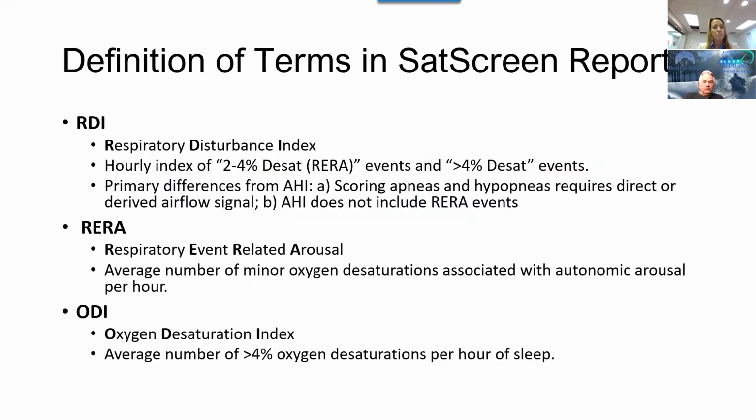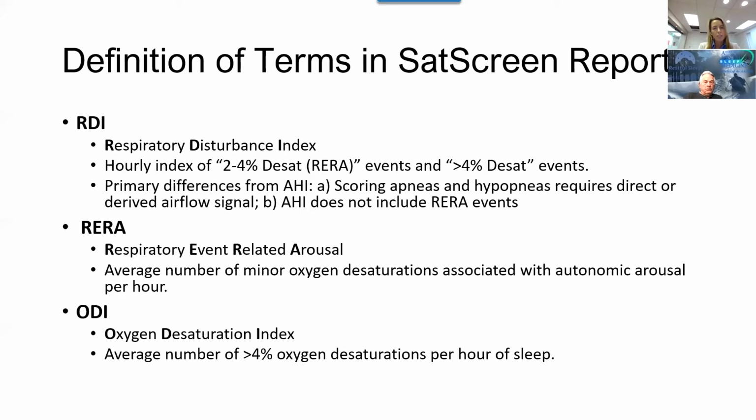When we look at RDI in SatScreen, the RDI stands for Respiratory Disturbance Index. How we look at that is it's the hourly index of 2 to 4% desaturation associated with autonomic arousal, plus the number of greater than 4% desaturations. The primary difference from the AHI that you see in a sleep lab is that the AHI only scores apnea and hypopnea events and requires a direct or derived airflow signal. Because this is oximetry only, we don't carry any type of airflow signal, so we can't get a true AHI.